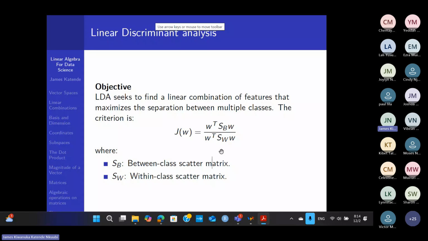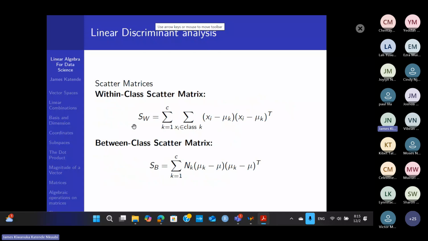The main thing is that SW measures the variation within each cluster, which should be minimized, and SB measures the variation between the clusters, which should be maximized. So SW should be minimized, SB should be maximized, when projected to the new space made up of these Ws. So you find these Ws as eigenvectors. This is how you compute the SW and SB.